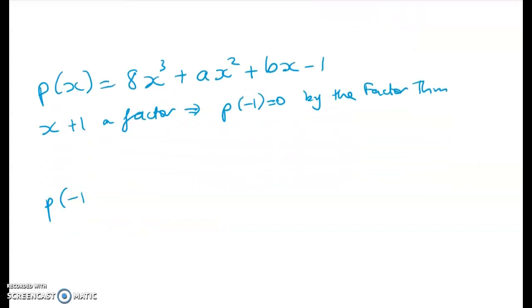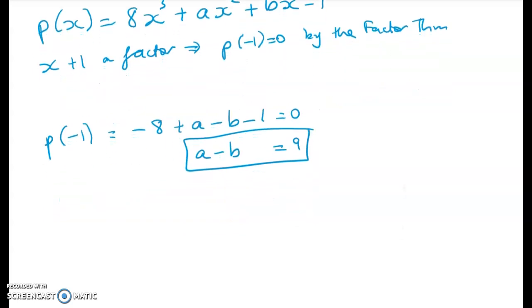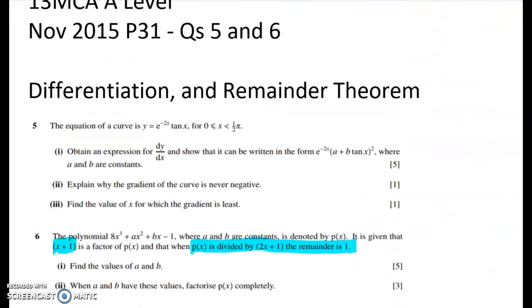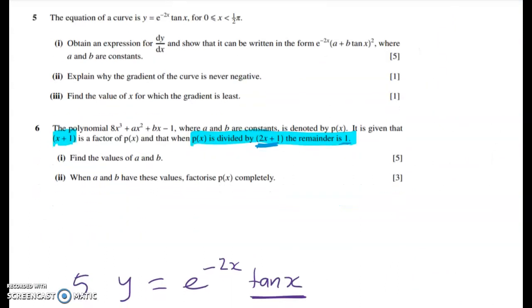P of negative 1 is equal to negative 8 plus a minus b minus 1, which equals 0. That gives us a take away b is equal to 9. Now we're told that when we divide by 2x plus 1, we're left with a remainder of, let's see, 1. I think I'll just have to go back to the question to check that. Yep, so when we divide by this, the remainder is 1.